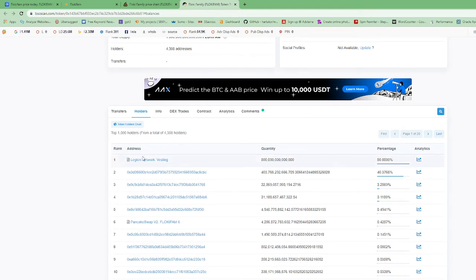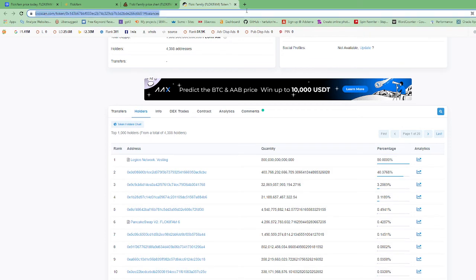So that one's locked 50%. This address has over 40%. Then this one has 3, this one has 3. And please note that these top 3 right here could possibly still be the owner, or the top 10 could possibly be the owner.